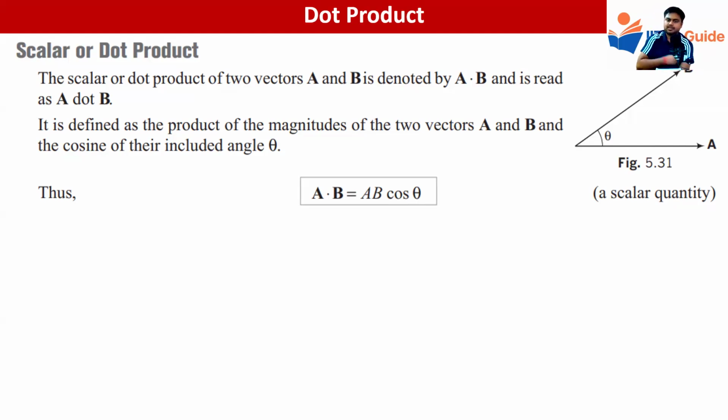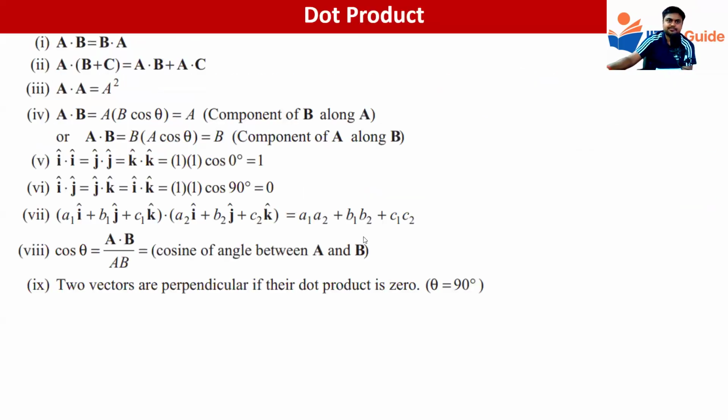Now theta is of course the angle between both of them. Now these are some properties. A dot B is going to be equal to B dot A. A dot (B plus C) is going to be A dot B plus A dot C. A dot A is going to be mod A into cos theta, where theta is going to be 0 degree because 0 degree is the angle between A and A. So therefore that becomes A square.